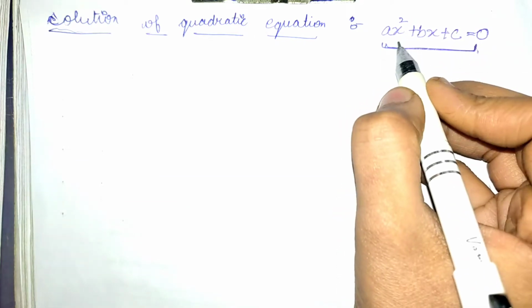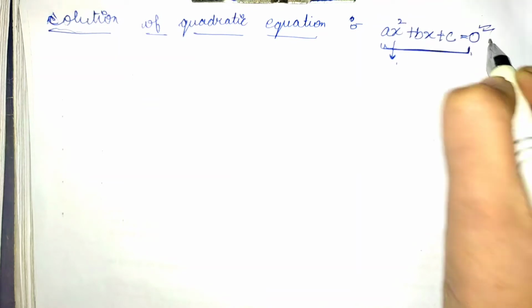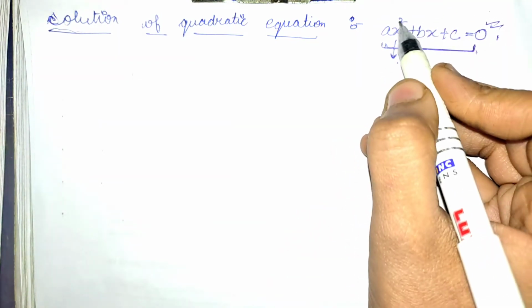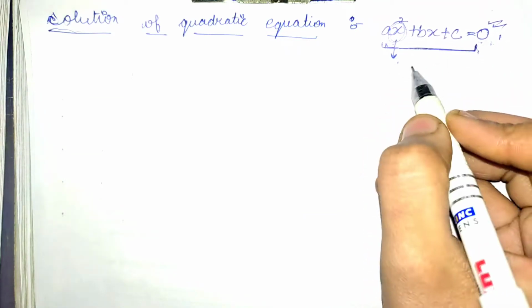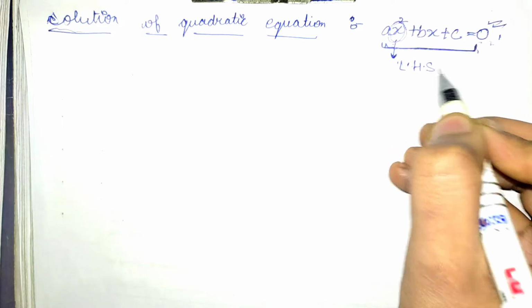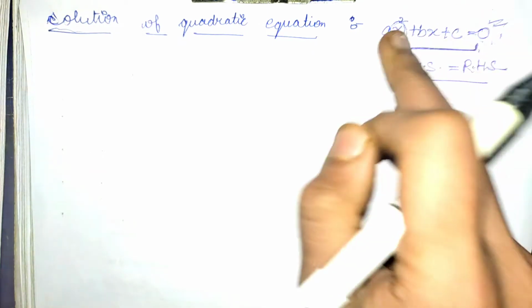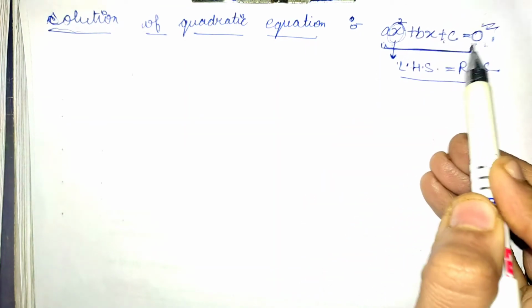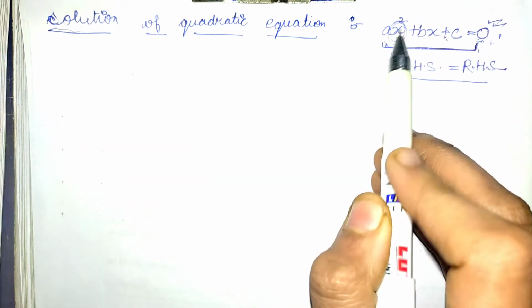But I don't know for which value of x this equation will become equal to 0. So I have to find out that value of x for which this equation becomes equal to 0, meaning the left hand side becomes equal to the right hand side. I have to solve this quadratic equation so that my result is equal to 0. I have to find out that value of x.